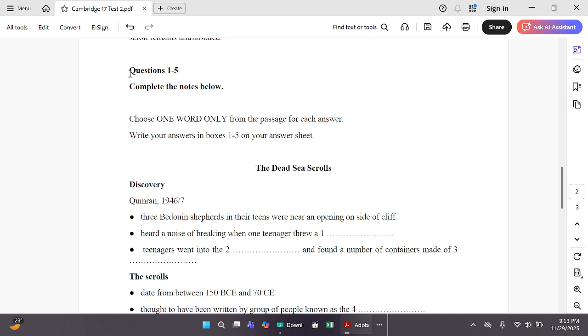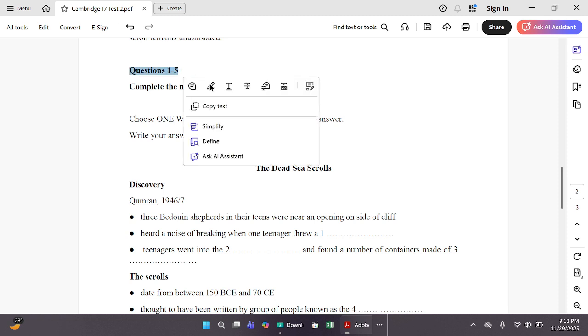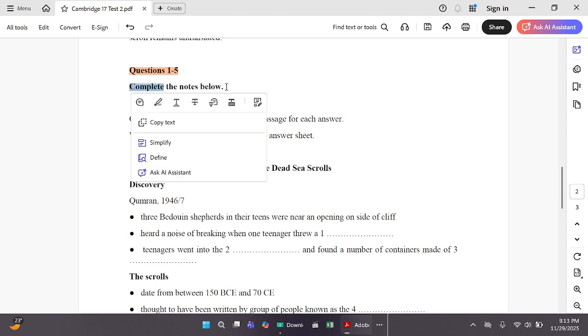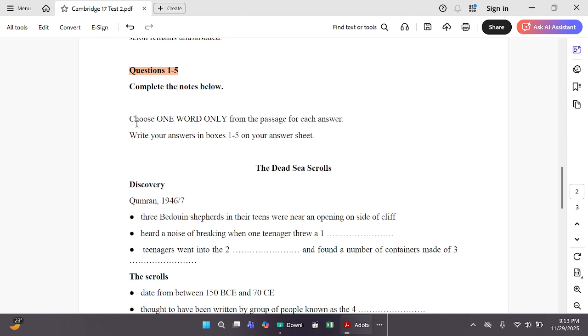Here we can see questions 1 to 5, and the question pattern is note completion. You also have to go through the instruction, whether it is one word, two words, or three words, and this is really important. If you don't look at this instruction, there is a great chance to lower your band score, or you may get your answer incorrect. So it is really important to go through instructions very carefully.